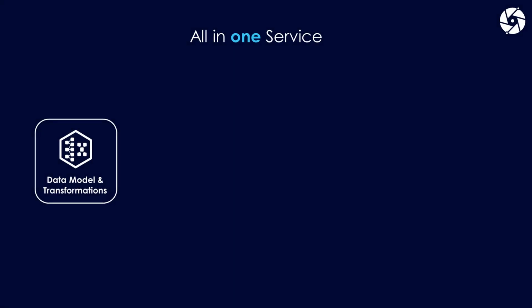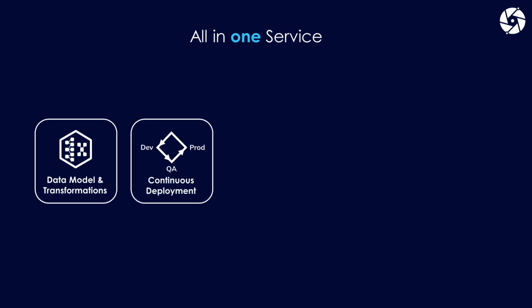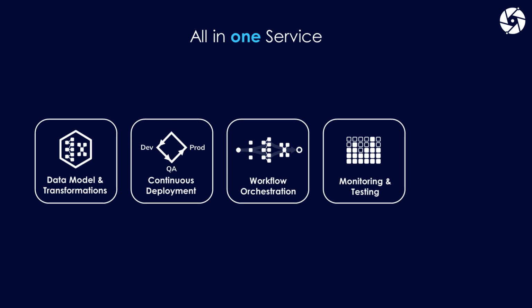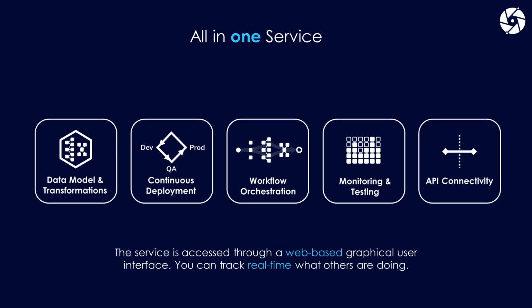Agile Data Engine is a service where data professionals work continuously on designing the model and transformations for a data warehouse, deploying changes into target database environments, and operating and monitoring the data warehouse for the duration of its whole life cycle. The service is accessed through a web-based graphical user interface.